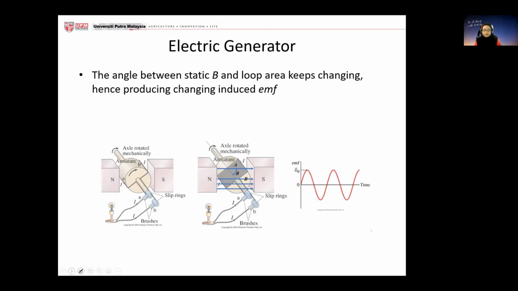Now, basically in an electric generator, remember just now we talked about the factors that affect the induction of EMF. So basically the same thing. The angle between the static B and the loop area keeps changing. Therefore it induces the EMF in a changing amount, or voltage, as you can imagine from this setup.